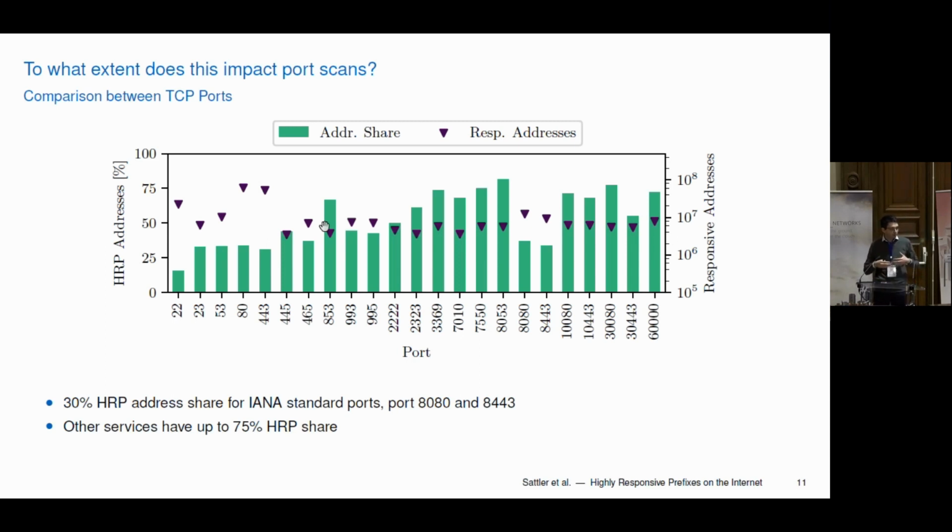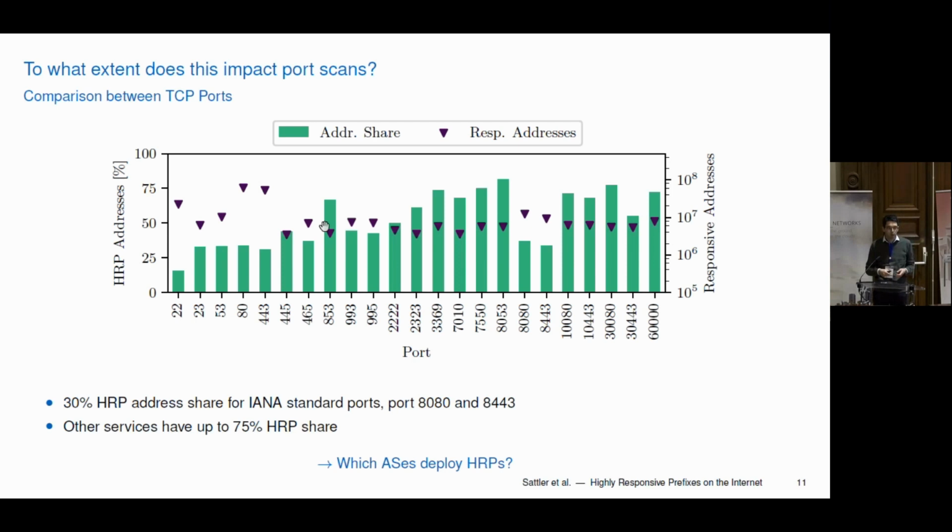The ports which IANA already standardized usually have something around 30 to 40% of their addresses being in highly responsive prefixes, while others have a much larger share, usually above 50% and going up to 75%.